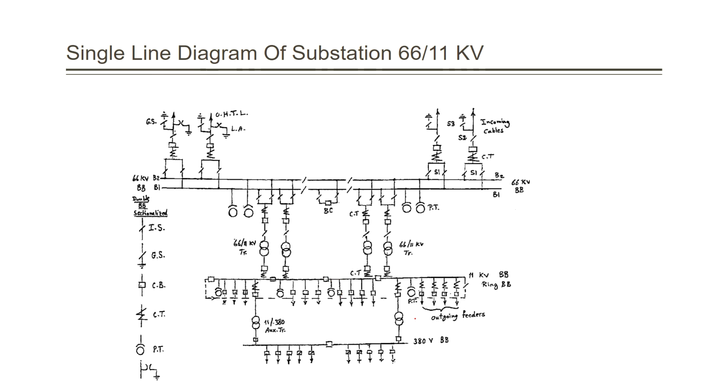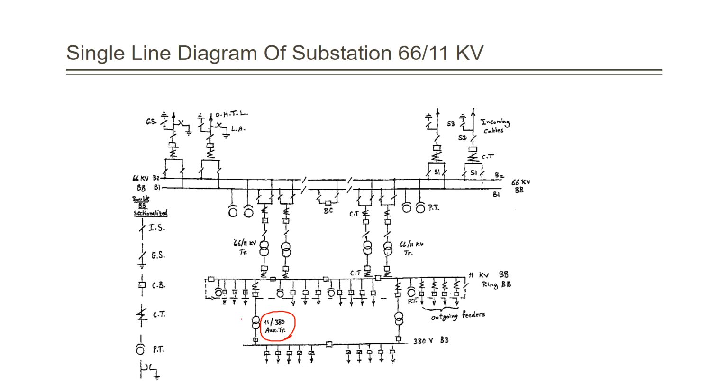Now we will find an additional thing. We said that here we have a 66 to 11 kilovolt transformer, and then the power goes through cables, as we said before. But you will find that we have here additional transformers, 11 to 380 volt. So what does it do? This one is called an auxiliary transformer, which provides 380 volt, which is a line-to-line voltage.